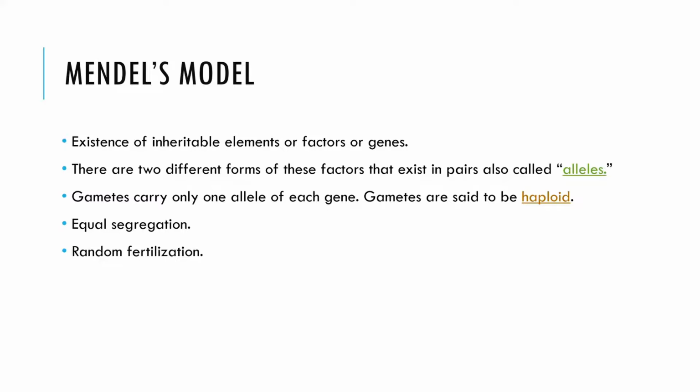So gametes carry only one allele of each gene, and they are considered to be haploid. The members of the gene pairs segregate separately, that is equally, into gametes. This is the concept of equal segregation. The key word equal means that 50% of the gametes will carry one member of the gene pair and 50% will carry the other one. He also proposed the concept of random fertilization, that is, the union of one gamete from each parent to form the zygote, or the first cell, is random. That is, the gametes combine without regard to which allele is being carried.